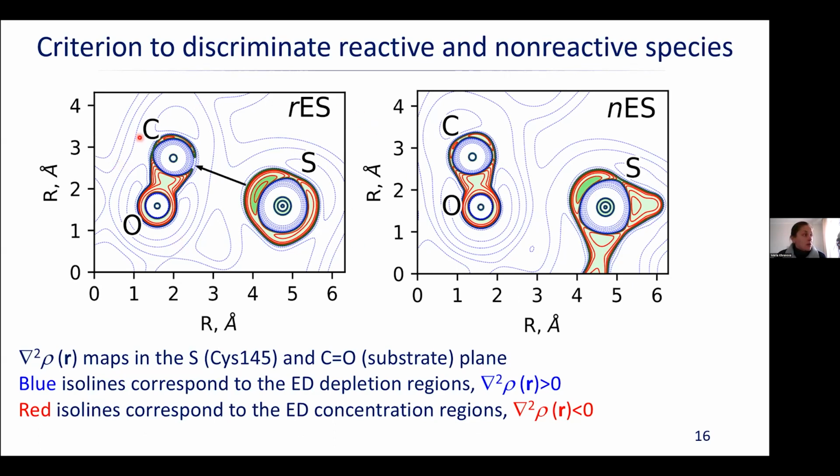So the left one corresponds to the reactive species, and we find here the area of electron density depletion. That is an electrophilic site for the chemical reaction. And on the right part of the slide, you can see the non-reactive species. In this case, the carbon atom is surrounded by the electron density concentration region. That, of course, is not favorable for chemical reaction.